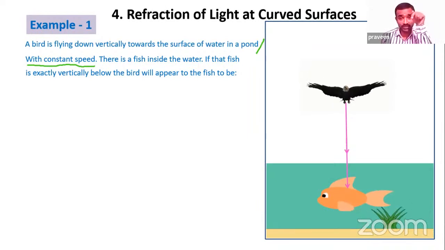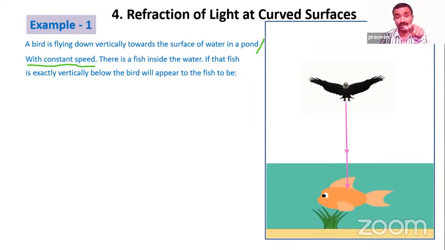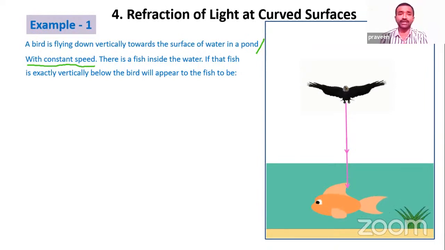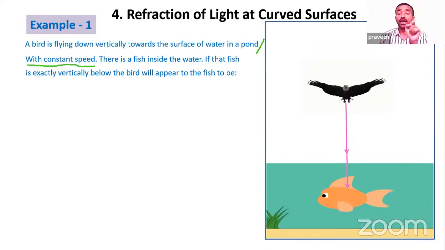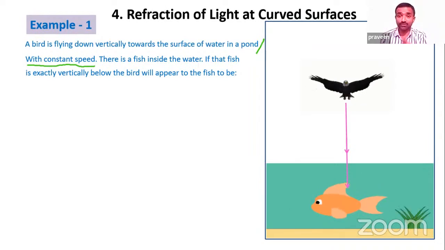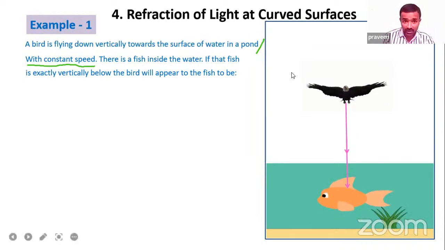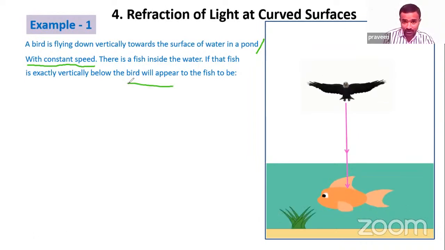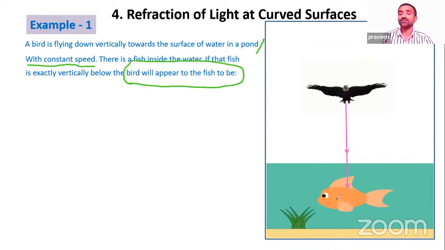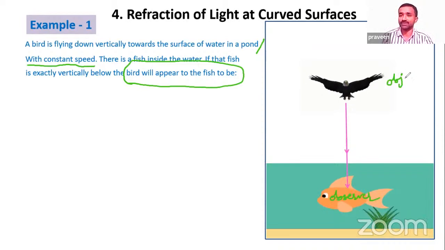When the bird is flying vertically down with a constant speed, a fish is vertically below it, simply observing the bird. So here the question is, the bird will appear to the fish to be... So now the observer is fish, and the object is the bird.